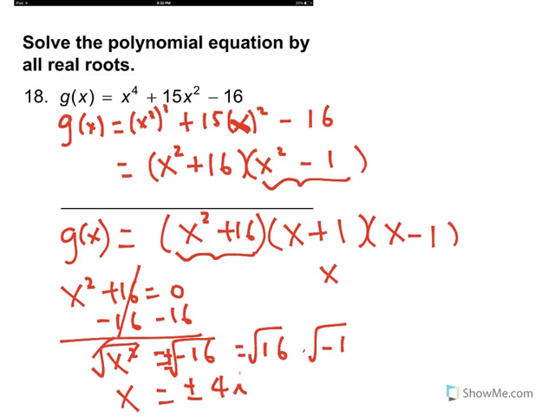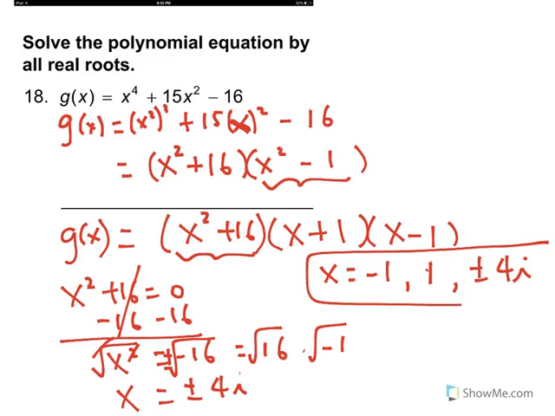And from the next two, we know that we have the opposites, which is negative 1 and then 1. And then add the two factors that we found earlier. So this is the complete set of zeros for this polynomial function.